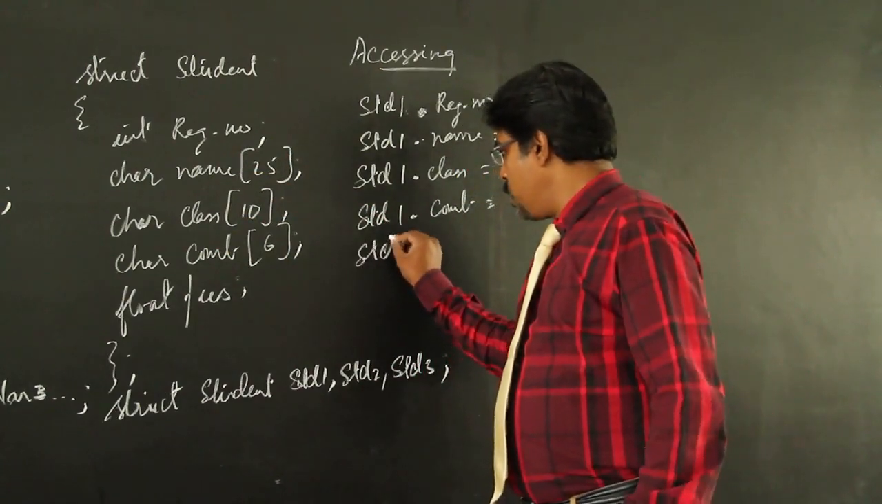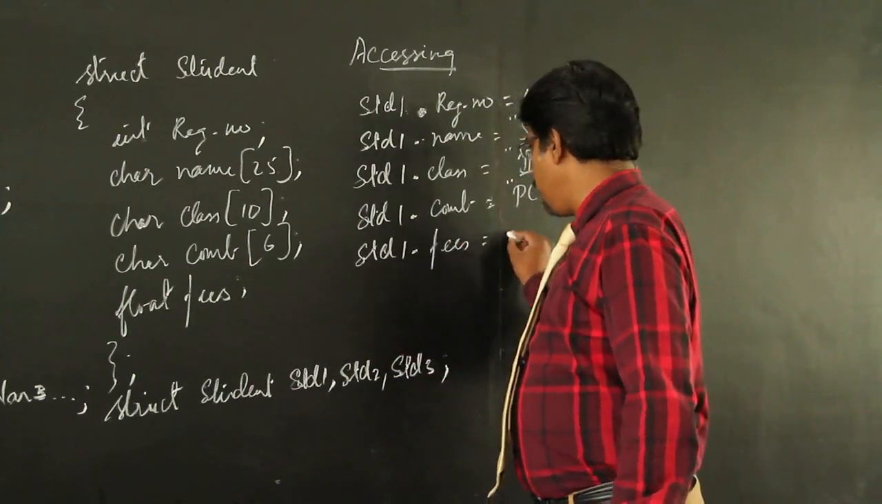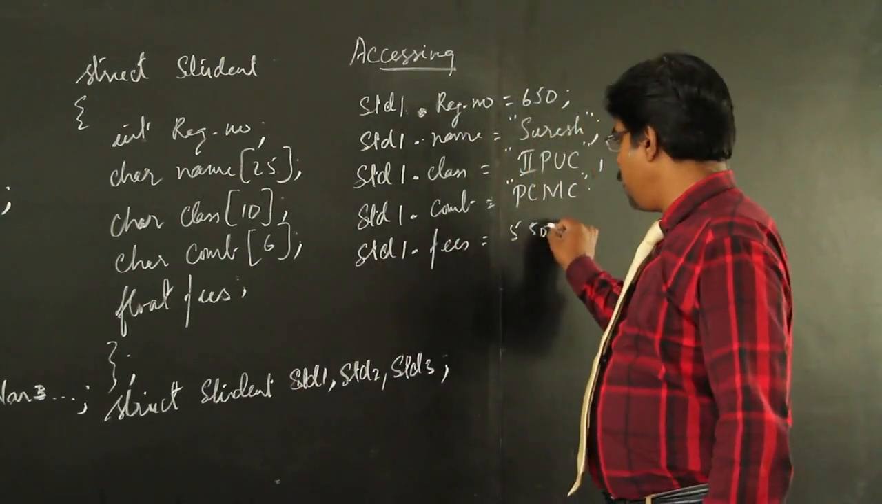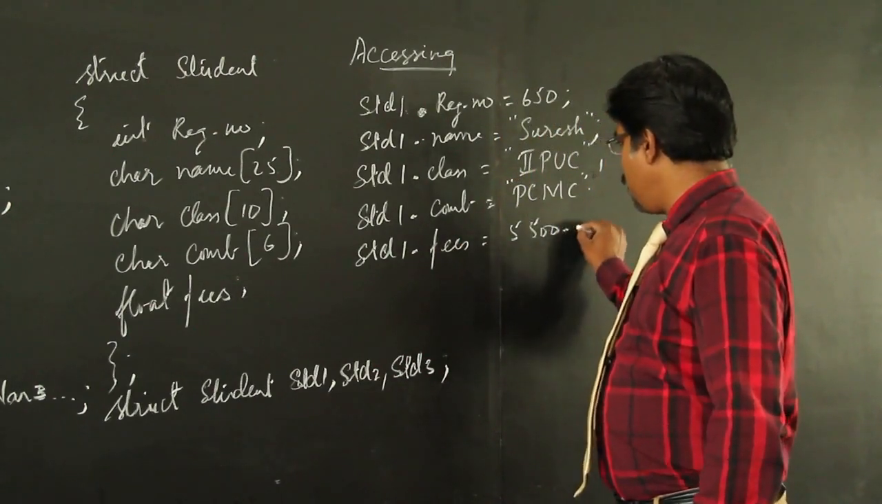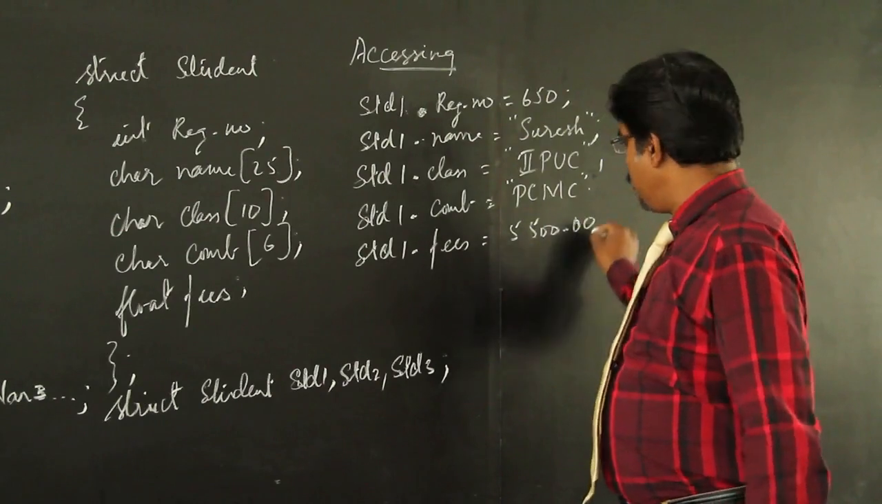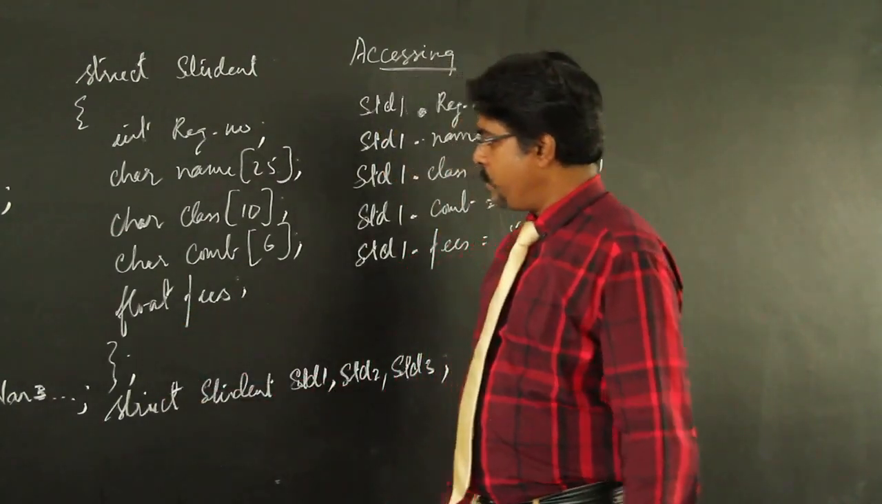And the last one I take as fees here. The fees will be, let me take 5,500. Just a reference value I have taken, 5,500.00, because we have float. Float means we are going to have a decimal point also.